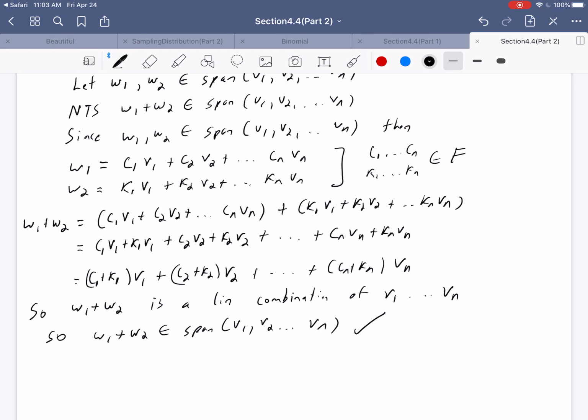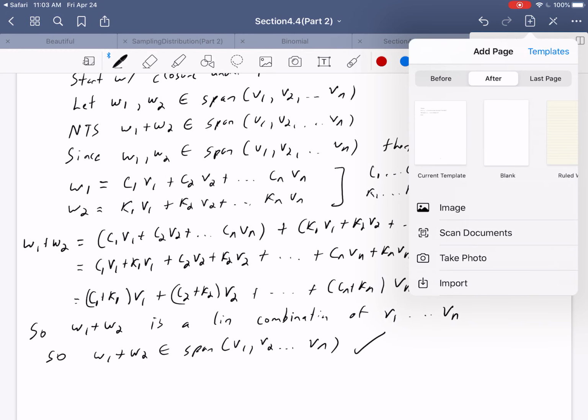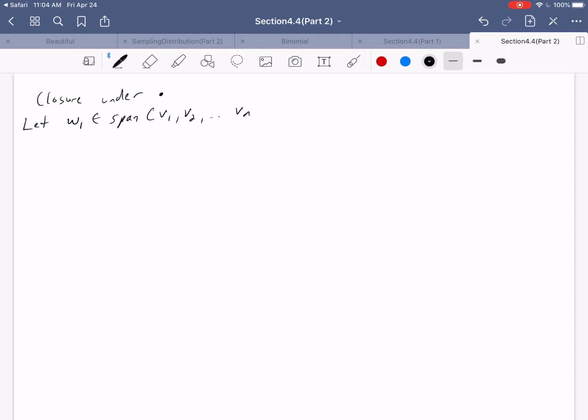Okay, I think we'll go ahead and do the scalar multiplication on the next page. So we'll go ahead and do that here. Now we need to do closure under scalar multiplication. So we're going to let W be an element. Oh, we can use W1, I suppose. Let W1 be an element of the span V1, V2 down to Vn.